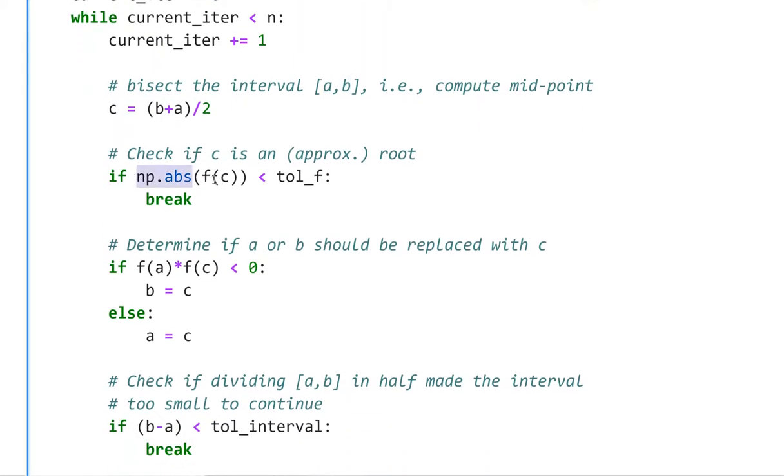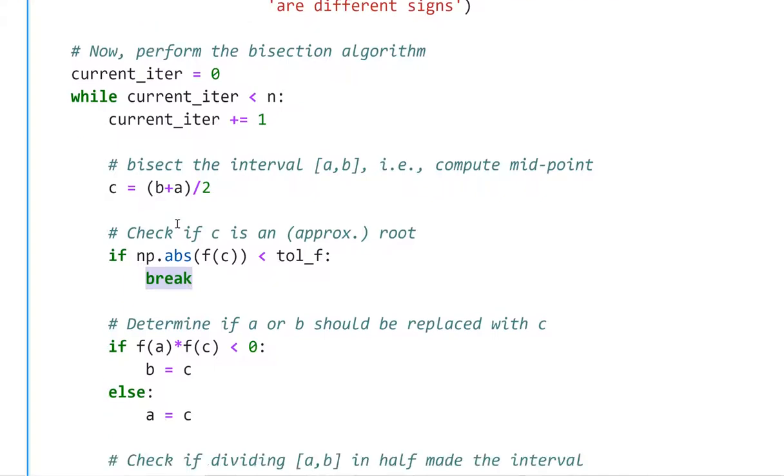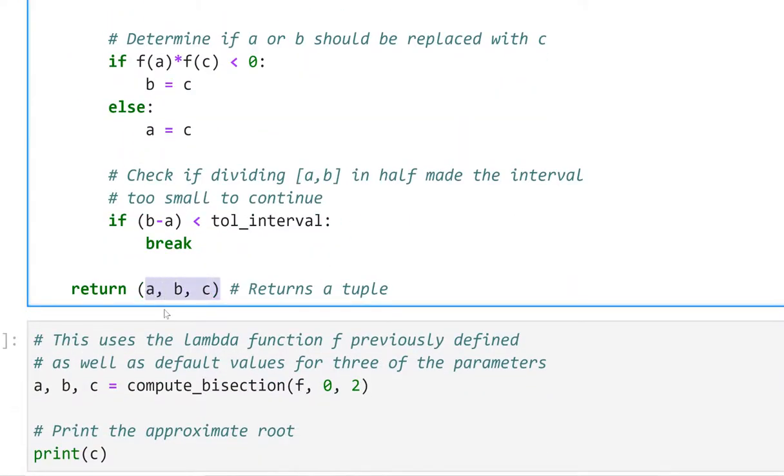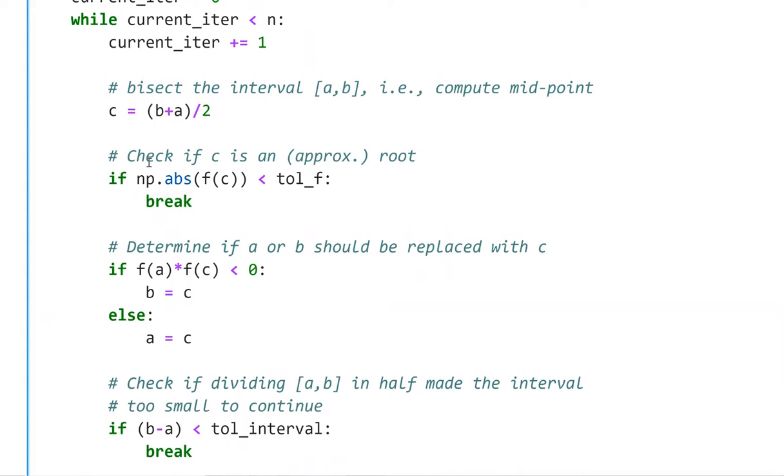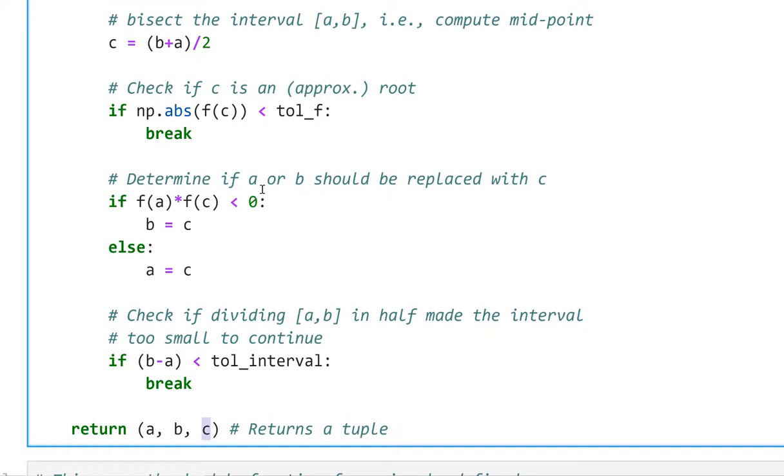And we check, is it a good approximation of the root? Is f of c, in absolute value, less than 1 times 10 to the negative 8, which is really close to 0? If it is, we break. When we break, that means we break out of the while loop, and then we return a, b, and c. So we return a, b, and then our approximate value of the root as the third value in this tuple. Now, if f of c was not less than the tolerance of f, how close to 0 we're specifying in this tolerance parameter, then we need to determine if either a or b should be replaced with c.